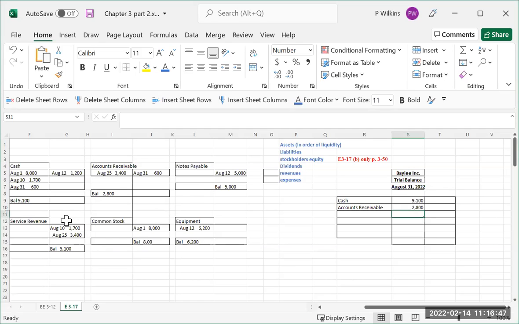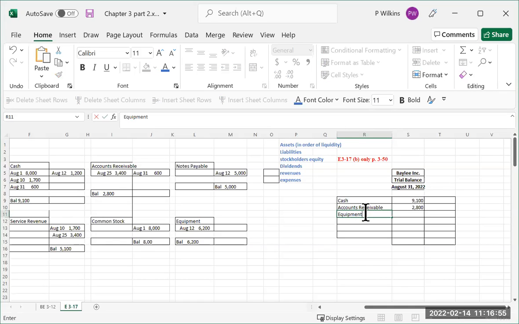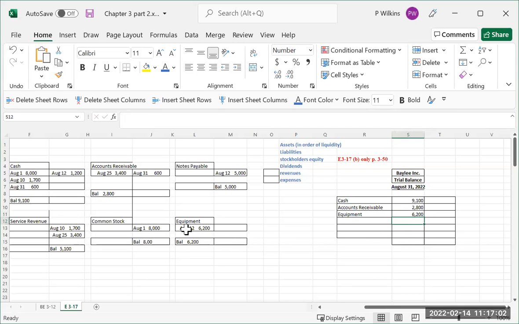The next would be equipment. The next asset we have, and the only other asset we have, is equipment. So we're going to list equipment next. The equipment balance is a debit balance of $6,200. If we look at the T account, we see it's a debit balance of $6,200 for equipment. Okay, so that's the assets, and we're going to go to the liabilities.